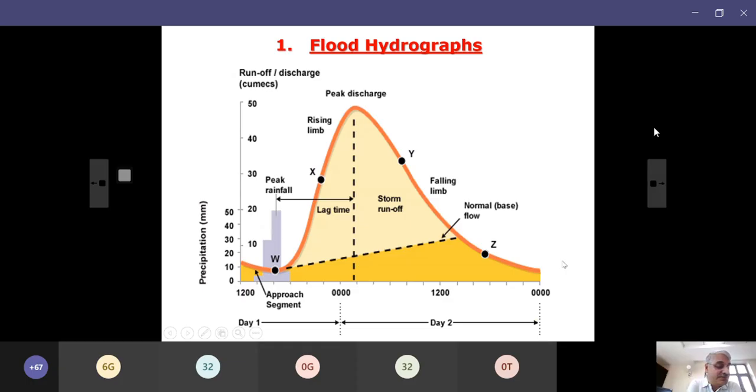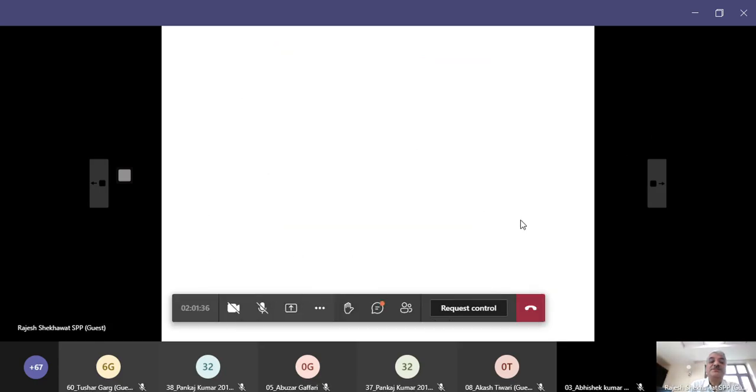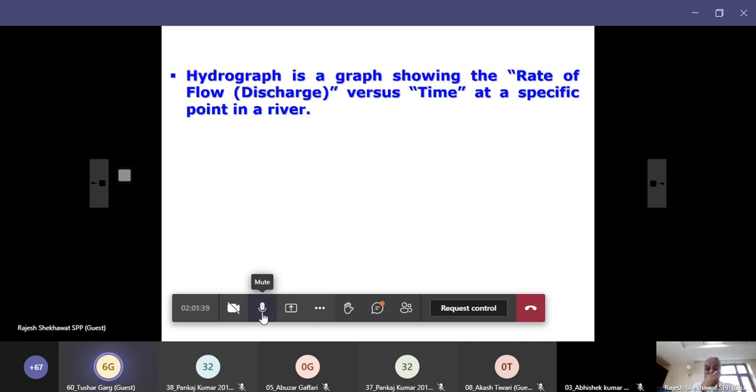यही है ना hydrograph? ठीक है या नहीं है? Yes, sir. Yes. Okay, sir.